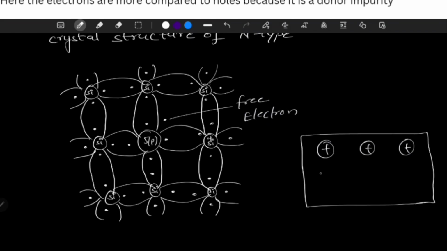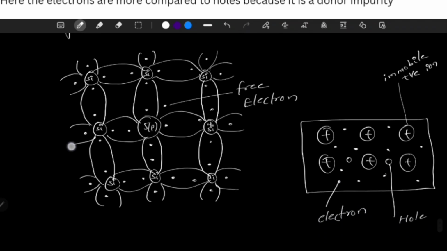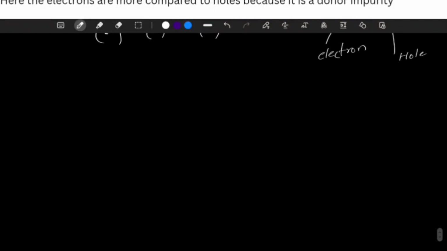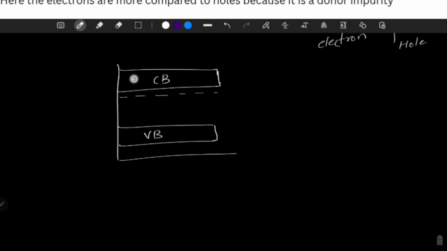That electron is known as the free electron. So what I told means, when the electron is donated to the conduction band, that will form a positive immobile ion, and here electrons are more when compared to the holes. That's why it is showing more electrons when compared to the holes. So now we will see the Fermi level. The electrons are more when compared to the holes, so the Fermi level will shift towards the conduction band. I hope you understand the concept.